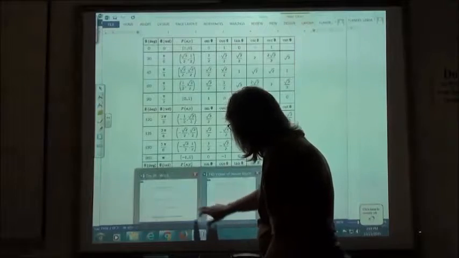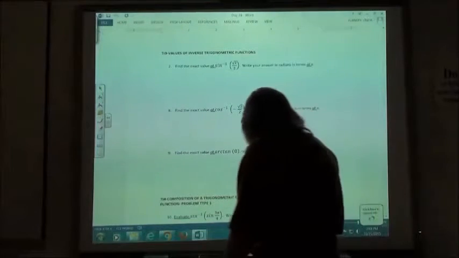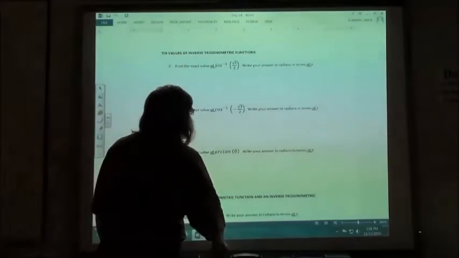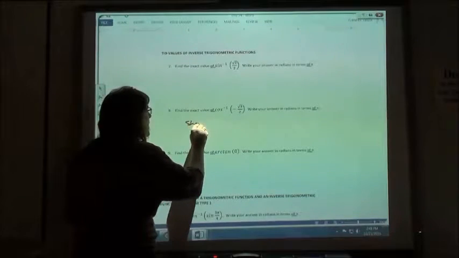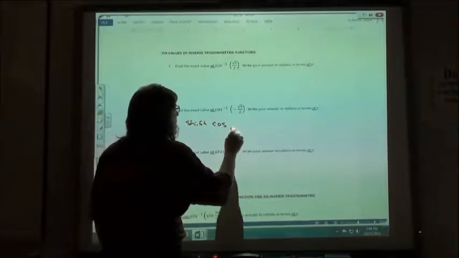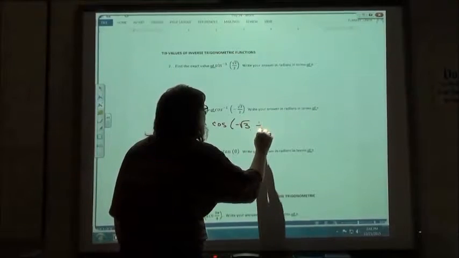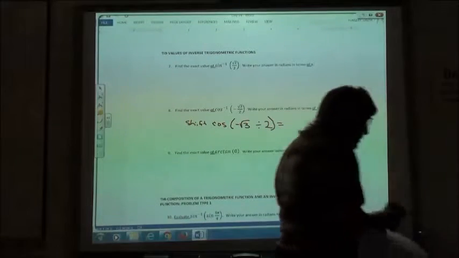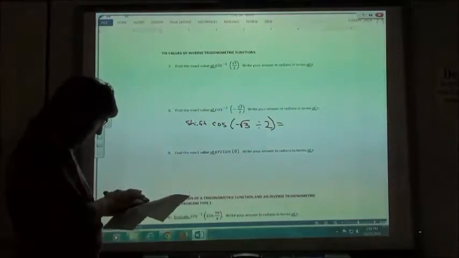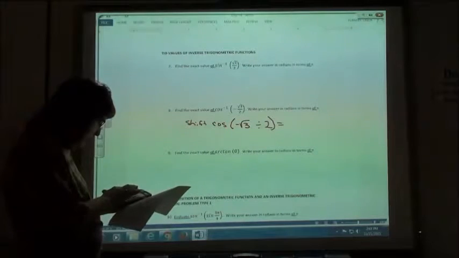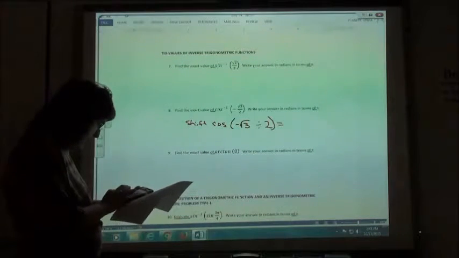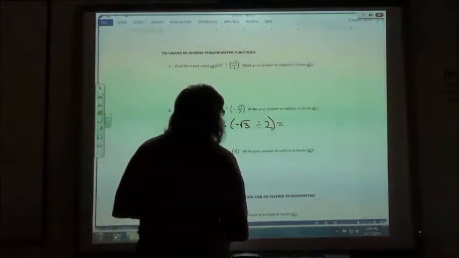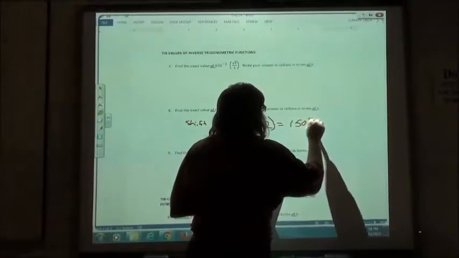If I go back to the next one here, the next one says we are going to do the inverse cosine of negative square root of 3 over 2. So we would do shift and the cosine of negative square root of 3 divided by 2, so your calculator interprets that the right way. So shift and the cosine, parentheses, negative square root of 3 divided by 2, close my parentheses, gives me 150 degrees.